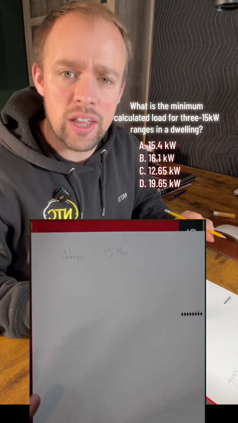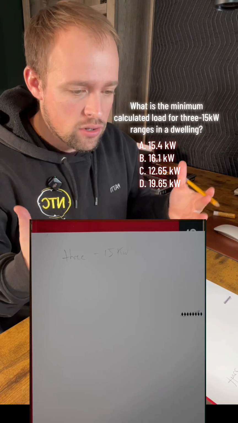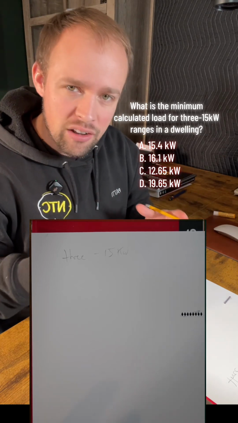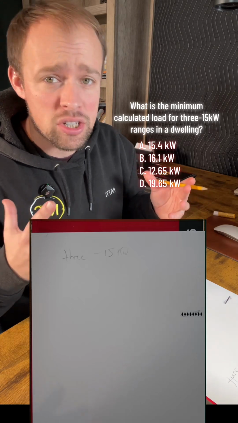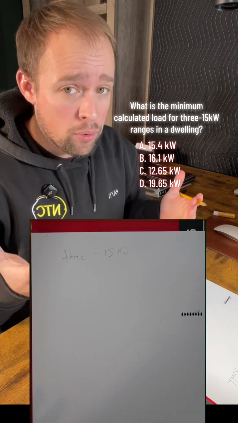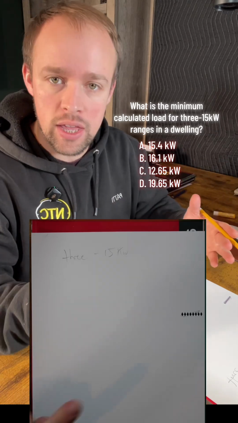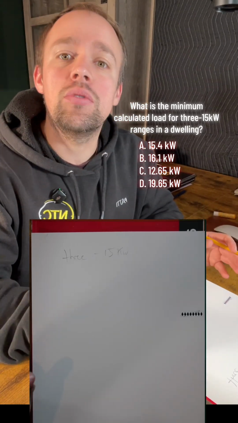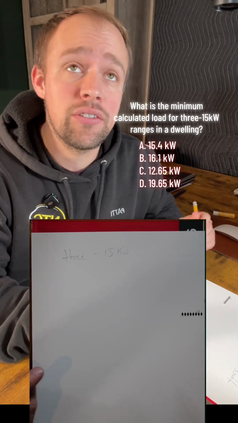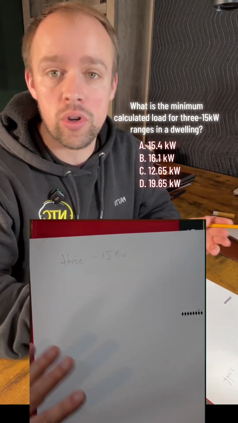Try to ignore that, sorry. So this is a service load calculation in a pretty basic form. On your licensing exam, you're probably gonna have a much more difficult one, but again, this is great practice. So if you are in the 2023 and prior, the code article you need to go to is article 220.55. There is a table there that will give you the answer.